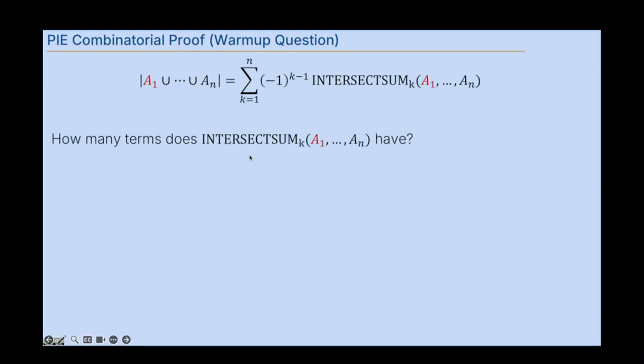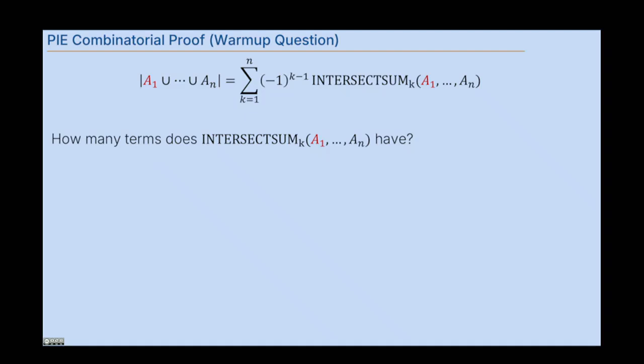Okay. So, a quick warm-up question. I'm not doing any polling questions because I want to make sure to give Manuel the time they need to get through the other counting stuff. But here's a question. How many terms does intersect sum sub k have in general as a function? We have n sets, and we're going to add up the k-wise intersections. Any thoughts?